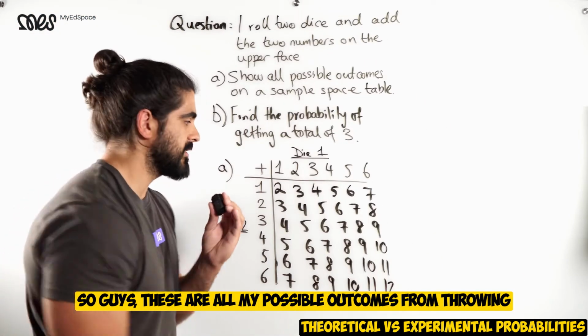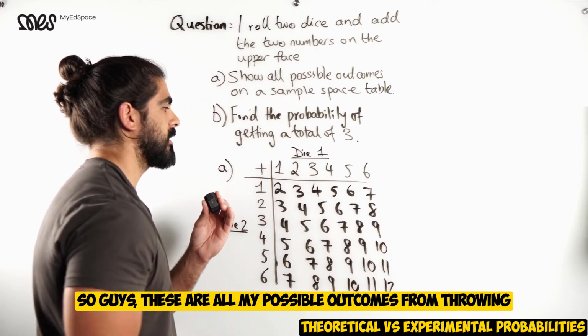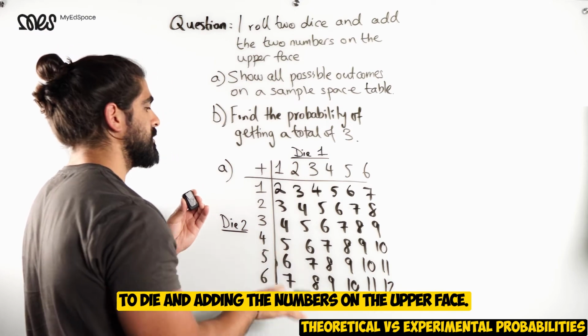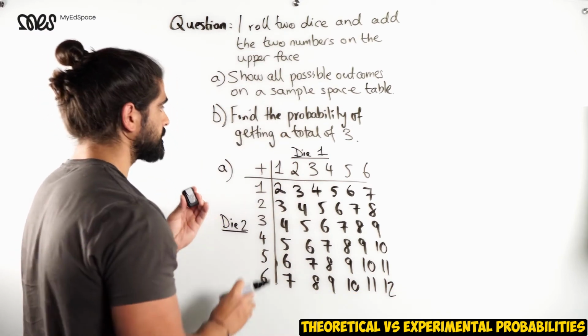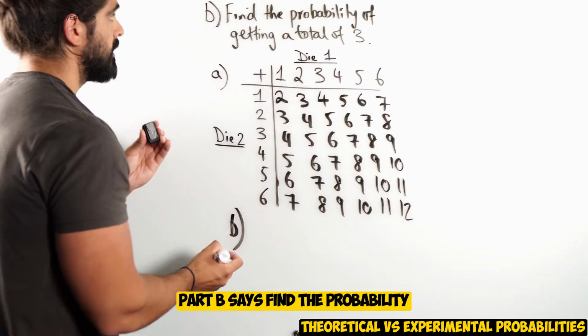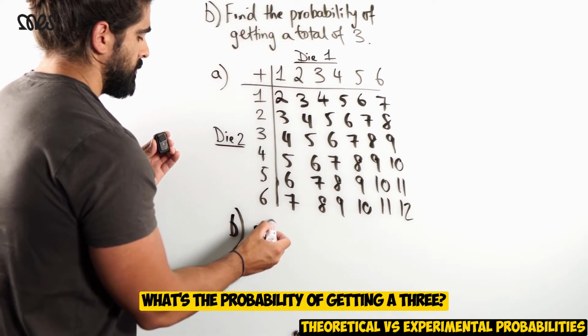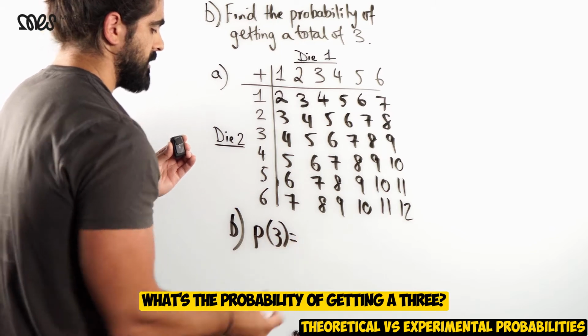So guys, these are all my possible outcomes from throwing 2 dice and adding the numbers on the upper face. Part B says, find the probability of getting a total of 3. What's the probability of getting a 3?